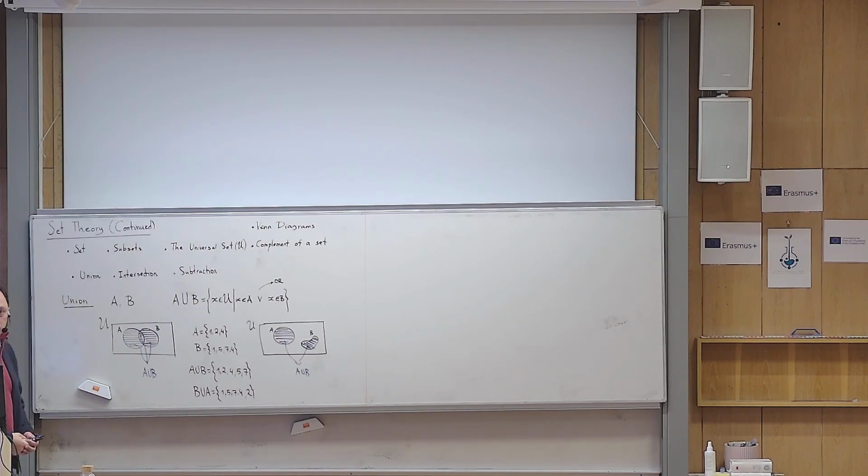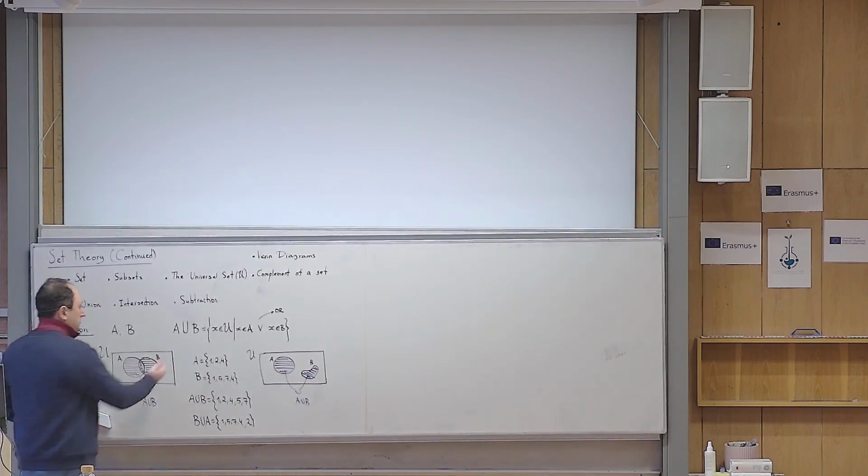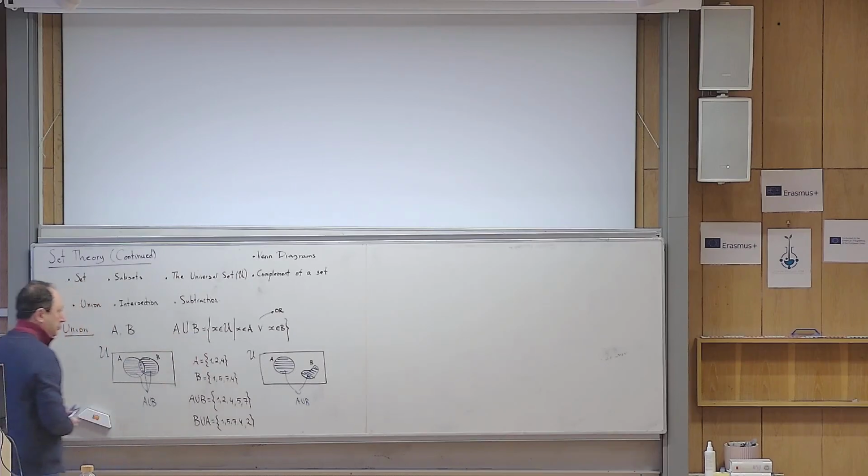Okay, any questions? So that is very simple. That's an operation we do with sets. Whenever you see this symbol, it is called the union, and the left side and the right side should be a set.